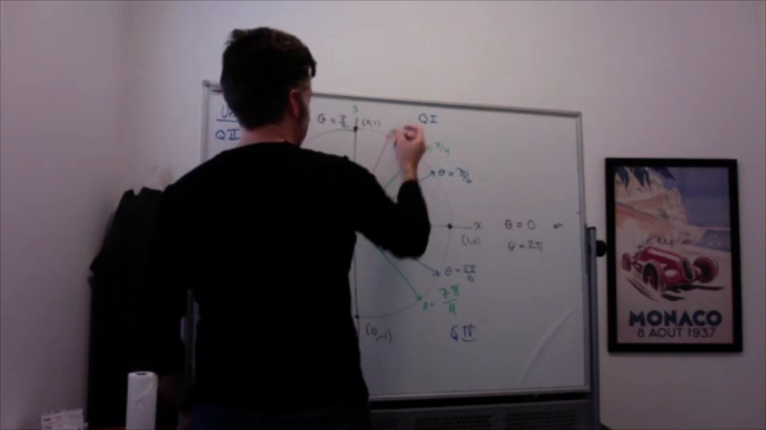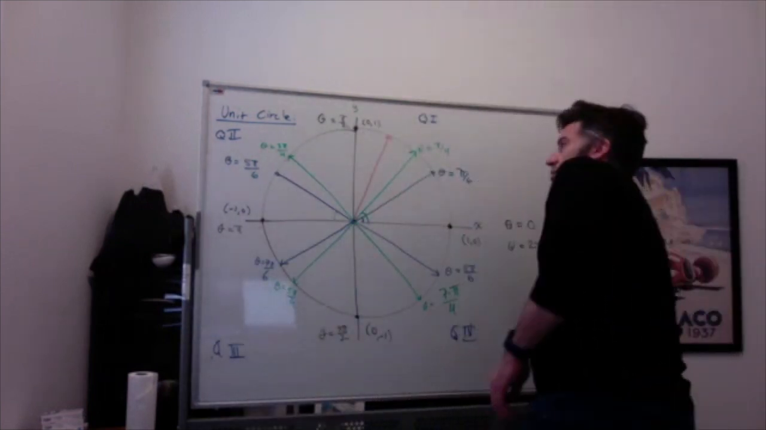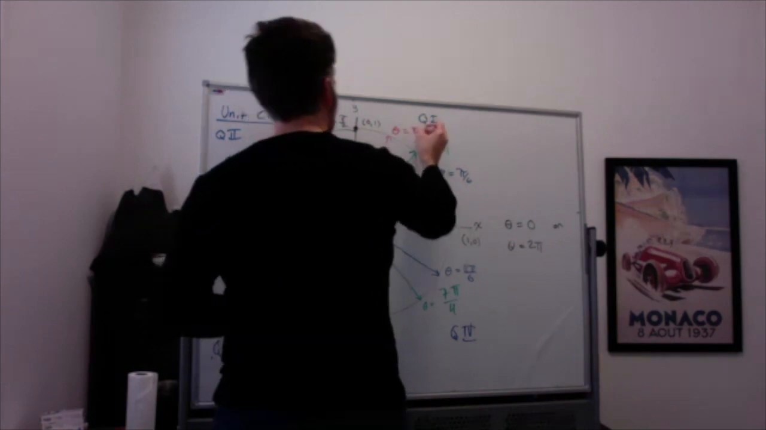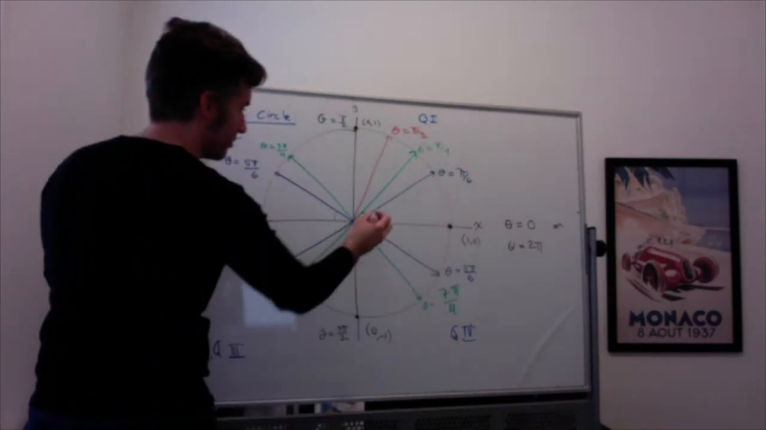So that's going to be pi. This is not the red pen I wanted, sorry. Here's the garbage red pen. This is the pen I wanted. This one here is going to be theta equals pi over 3, or 60 degrees.